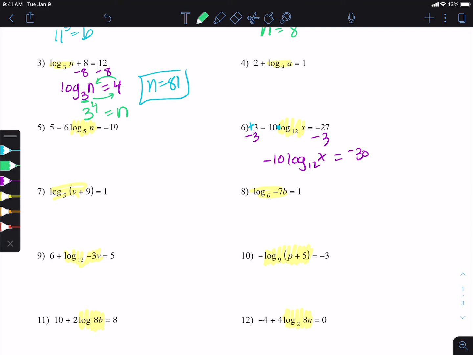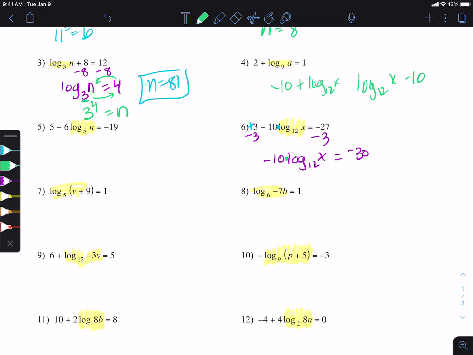So again, you have to realize the 10 is being multiplied by the log, which means that it's a negative 10 being multiplied, and you're not subtracting 10 from the log. If we were subtracting 10 from the log, it would look like log base 12 of x minus 10, or you would have it as negative 10 plus log base 12 of x. Both of those would be where you're subtracting 10. But that's not what we're doing.